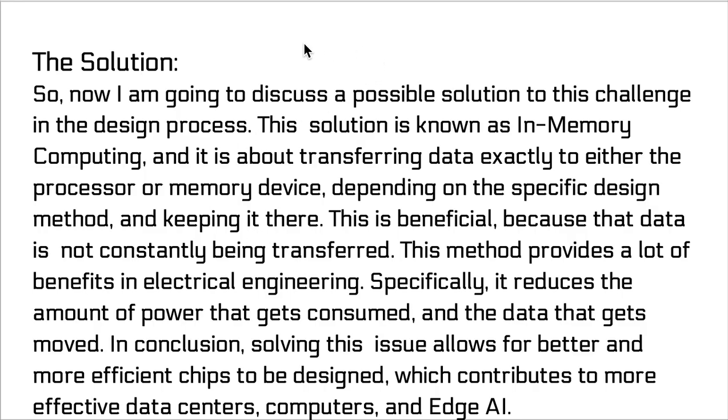So here I'm gonna discuss a possible solution to this challenge. Here I mentioned this solution is known as in-memory computing. In-memory computing is about transferring data exactly to either the processor or the memory device, not both or back and forth, but one of those two, and which one depends on the specific design method. And it's about keeping the data there, not transferring it back and forth from processor to memory device because this creates a challenge.